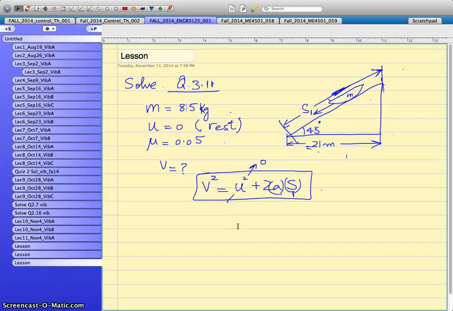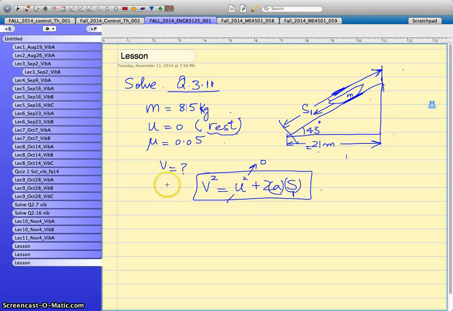Solving question number 11. A sledge on a water park ride has a mass of 815 kilograms. So this data has been given to us, and it starts its motion from rest. That is, initial velocity u is equal to 0, and the coefficient of friction between this plane and the sledge surface is given as 0.05. Determine the speed of the sledge when it reaches the pool.